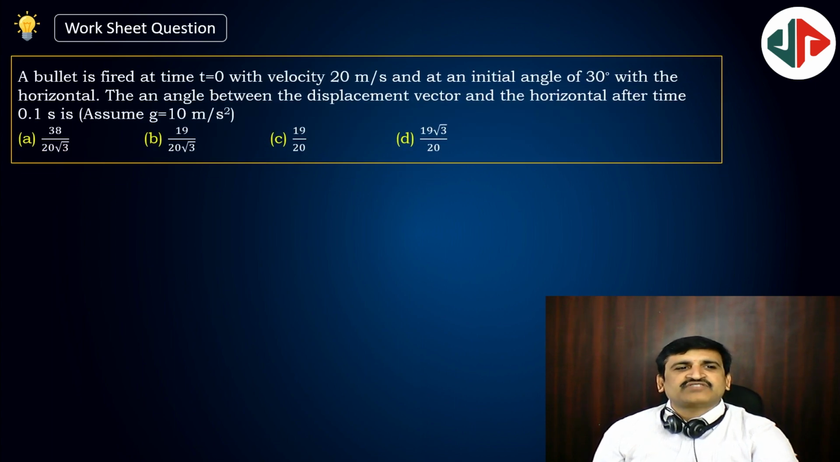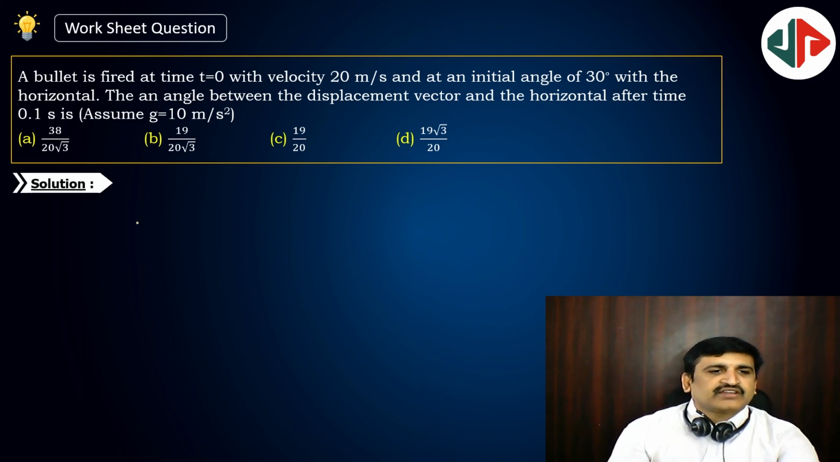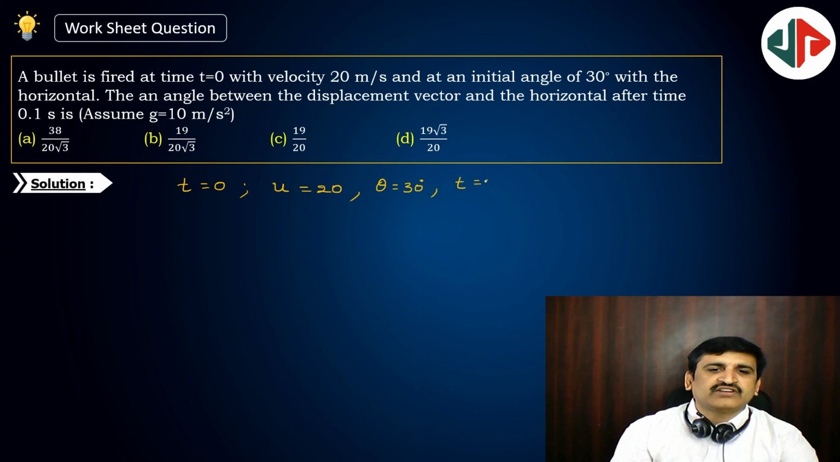A bullet is fired at time t equal to 0 with velocity 20 meters per second. Let us write the data. t is equal to 0 and initial velocity u is equal to 20 meters per second at an angle of 30 degrees with the horizontal. Theta is equal to 30 degrees with the horizontal. After time t equal to 0.1 seconds, what is the angle between the displacement vector and the horizontal?